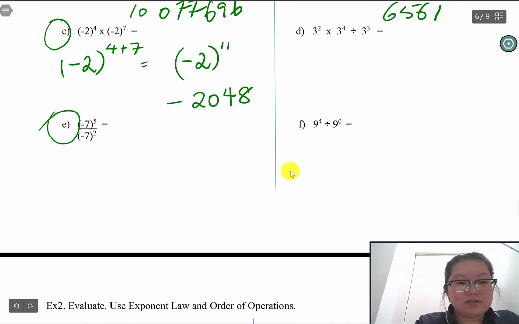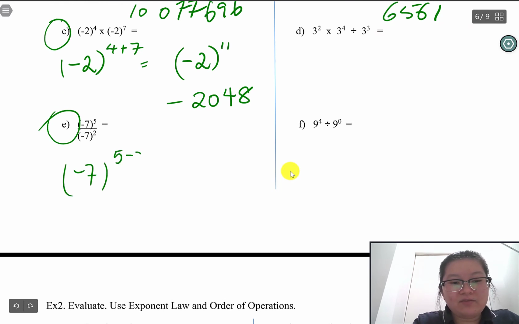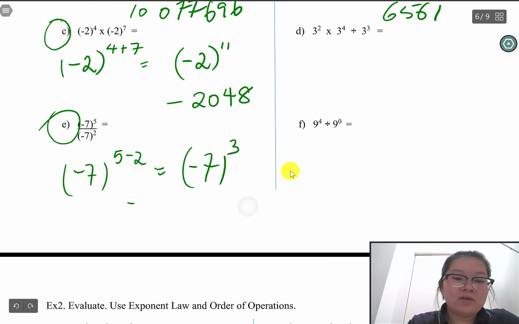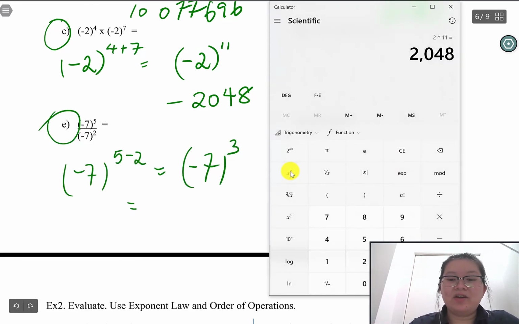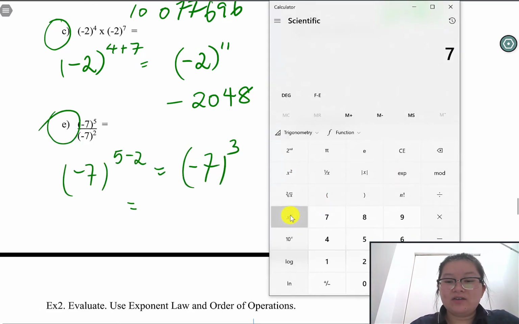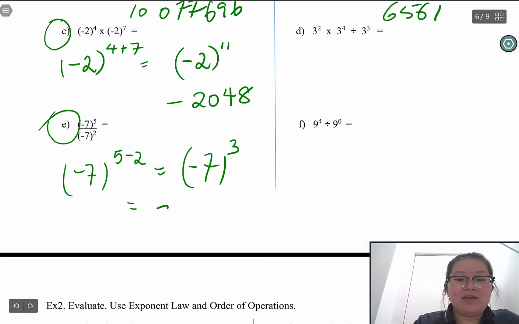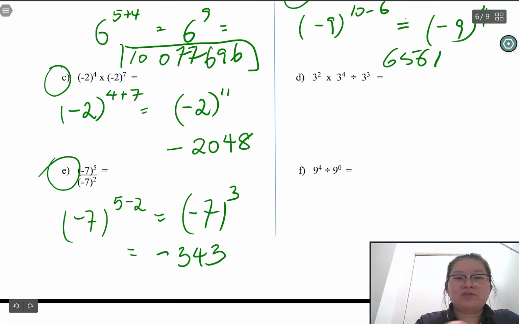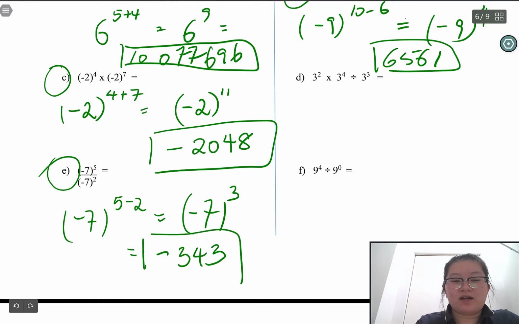All right, last one, E. This is division. Whoa, that looks very similar to something we've done. So that's 5 minus 2, which gives -7 to the power of 3. Then we're going to evaluate this, and again I know my answer is going to be negative. So I get negative 343. Oh yes, always good to box your answer at the end. It's really helpful to keep track of work.